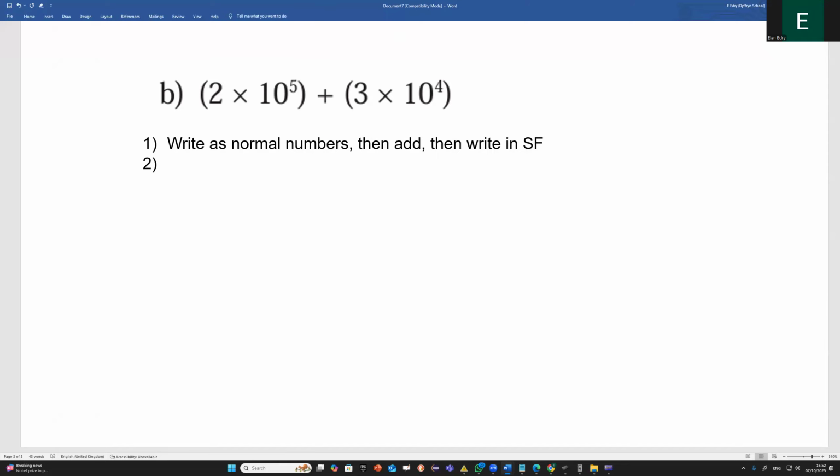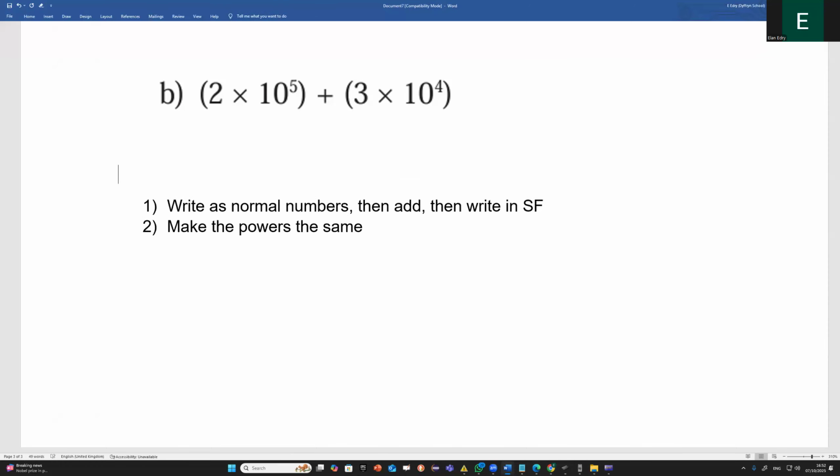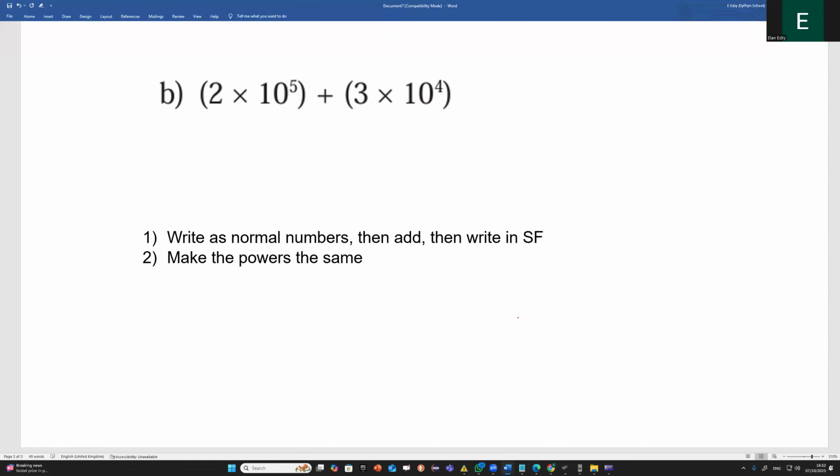That would be easier, but the quicker way is to make the powers the same. So I think the second way is probably the best way. You've got a 10 to the 5 and a 10 to the 4. How would you make this 10 to the 4 into a 10 to the 5? Times it by 10. Brilliant. So you could have the second number as 0.3 times 10 to the 5.